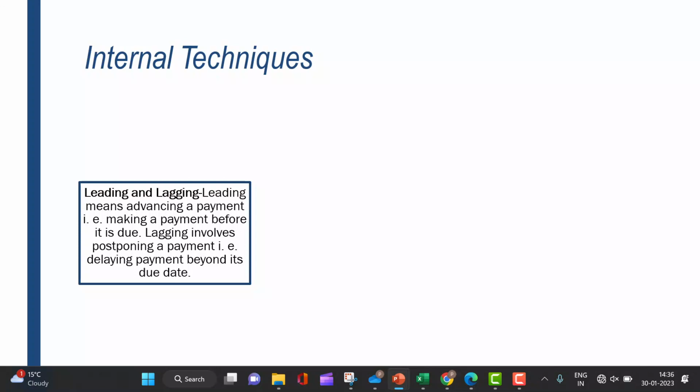Lagging involves postponing a payment, that is delaying the payment beyond its due date. Now, if you're an importer, then of course leading would be very apt for you, because you would like to make a payment earlier if you think the dollar is going to appreciate, or any other currency, for example euro or yen. If you think that yen, euro, or dollars are going to appreciate and your exposures are in the underlying currencies, then you can make the payment early. But if you're an exporter, okay, fine, you can prepone the payment. Lagging means postponing payment, delaying the payment beyond its due date. So that means you would like to delay the payment.